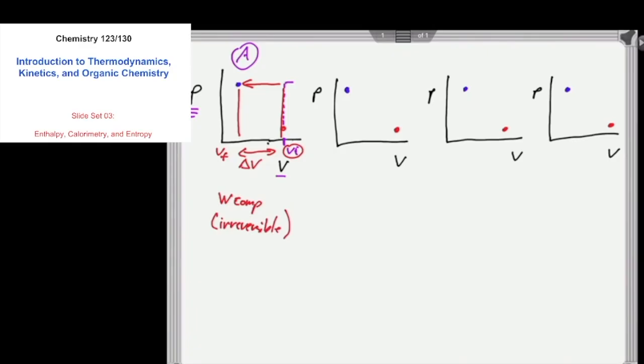It will have the area of this, the delta V at this final pressure, this P final value, which is held the entire time that the volume change is happening. So that just gives a sketch of the work involved.